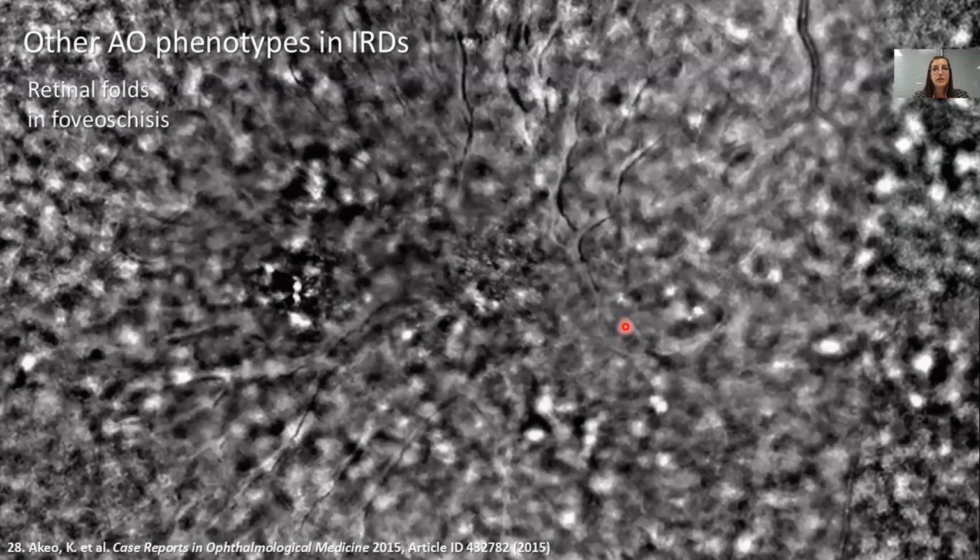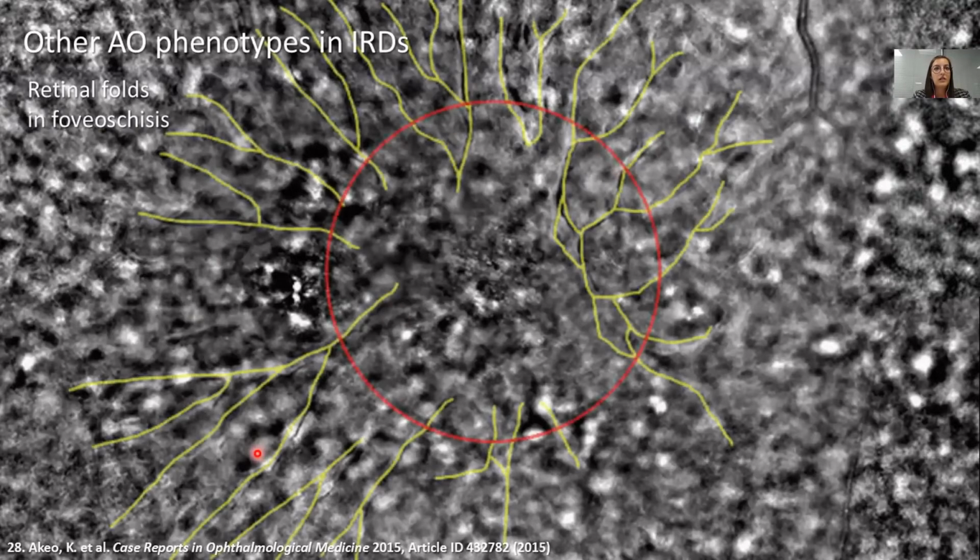And in foveoschisis, folds on the surface of the retina could be imaged with high details with the RTX-1. And the RTX-1 images revealed smaller folds than those that could be seen on color fundus images.